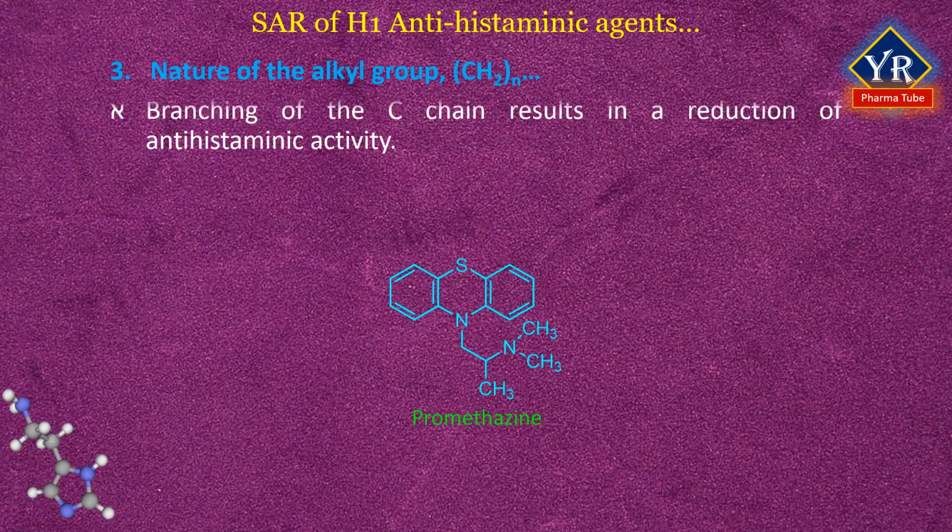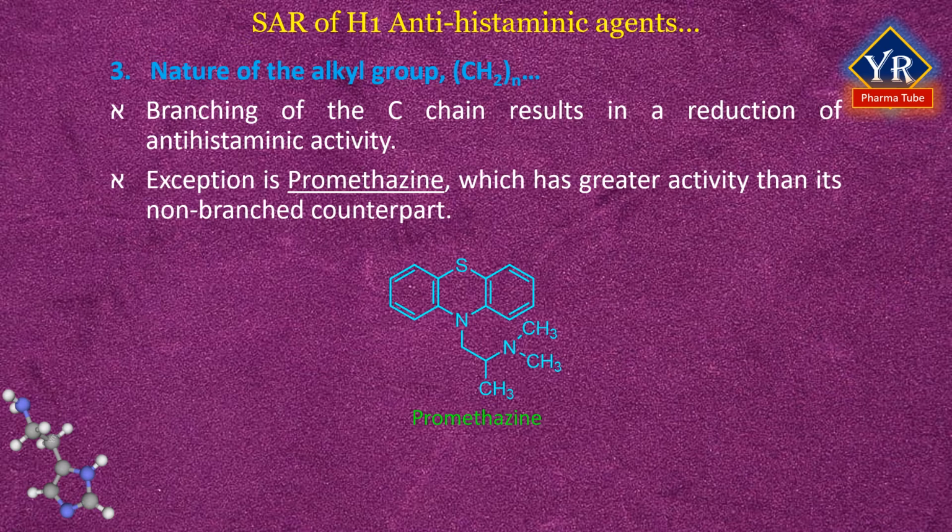In some series, branching of the carbon chain results in a reduction of antihistaminic activity. However, there are exceptions, as evidenced by promethazine, which has greater activity than its non-branched counterpart. When the carbon adjacent to the terminal nitrogen atom is branched, the possibility of asymmetry exists. However, stereoselective H1 receptor antagonism typically is not observed when chirality exists at this site.